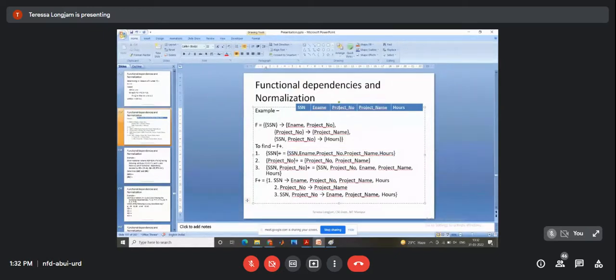Same thing for project number also. At first it will contain only project number. We'll check the first functional dependency. This is not a subset. We will check the second functional dependency. This is a subset, so we will include project name here. Then the third one is not a subset, so we are not going to include hours. We'll come back again and check it again, and at some point it will remain unchanged. So your project number plus is going to be project number and project name. Let us do the last one.